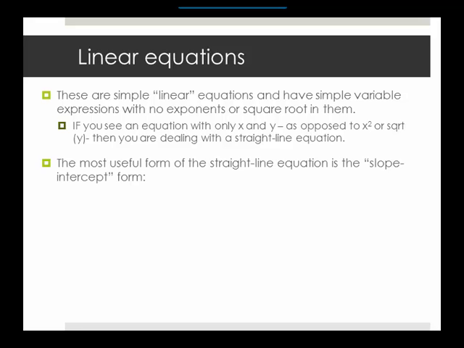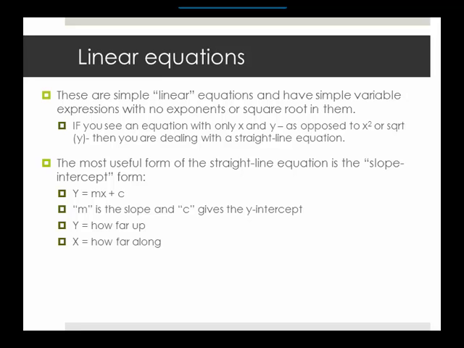The most useful form of the straight line equation is called the slope-intercept form. Why the slope-intercept form? Because it has a slope and crosses or cuts the y-axis. The equation of a linear equation is y equals mx plus c. M is the slope and c gives the y-intercept. Defining each aspect of the equation: y, how far up; x, how far along; m, slope or gradient; and c, the y-intercept.